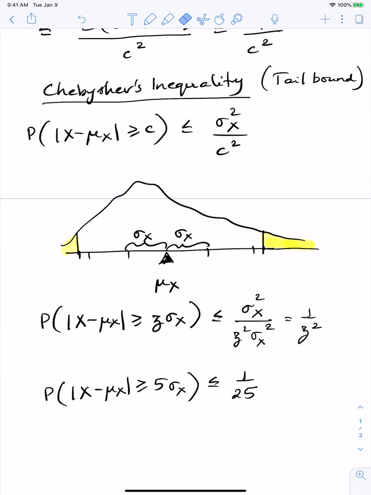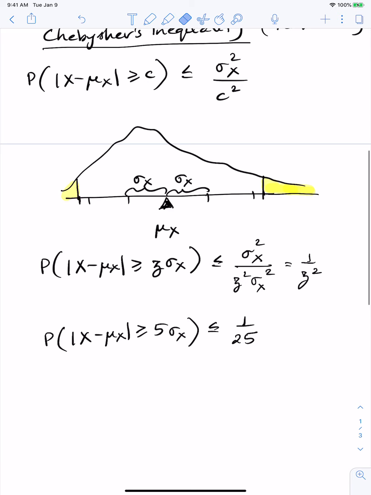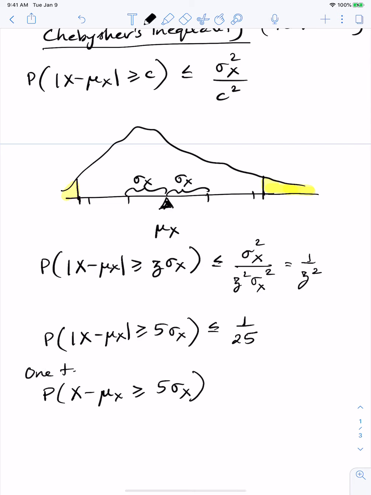Now there's one thing to note here. This is a bound on two tails. What if I wanted a bound on just one tail? What if I wanted to know only what the right-hand tail is? It's tempting to divide by 2, but you can't divide by 2. Look at that picture. Those two tails aren't equal.